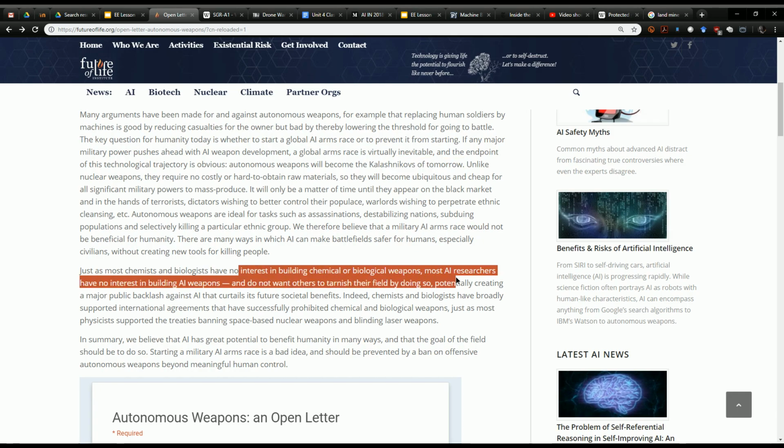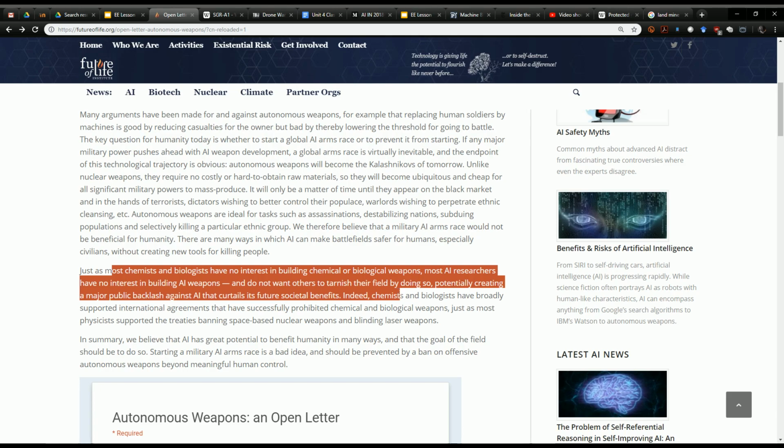And again, the comparison to chemical and biological weapons: just as most chemists and biologists have no interest in building chemical and biological weapons, most AI researchers have no interest in building AI weapons and do not want to tarnish their field by doing so, potentially creating a major backlash against AI. So the idea is that not just for the sake of humanity, but also for the sake of AI, if there's a bunch of killer robots wandering around killing people in very unjust ways, maybe this creates a public backlash against AI and prevents the possible benefits of AI from coming to fruition because people are just afraid of killer robots.